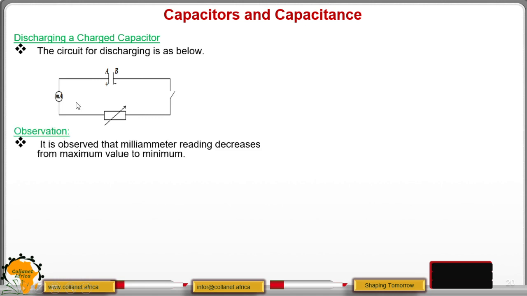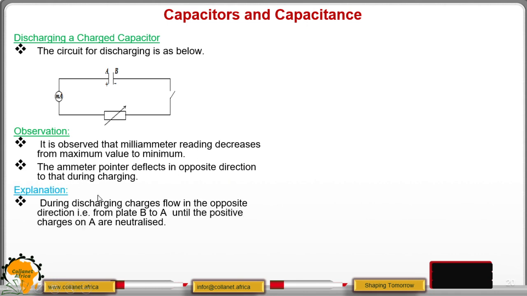So our observation is that the milliammeter reading decreases from maximum value to minimum. But remember, even during the charging, there was a decrease from maximum to minimum. What we're supposed to note here is that the ammeter points in the opposite direction. Although it is reducing from maximum to minimum, the direction of current is opposite to that during charging. So then let us look at what is happening.